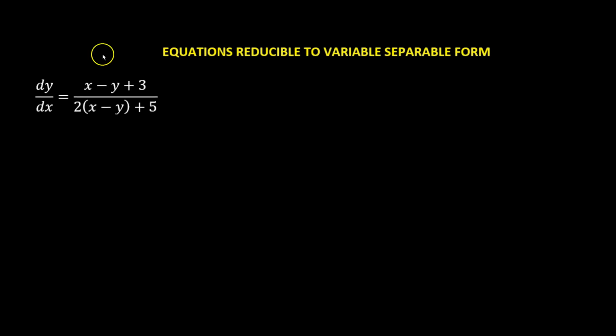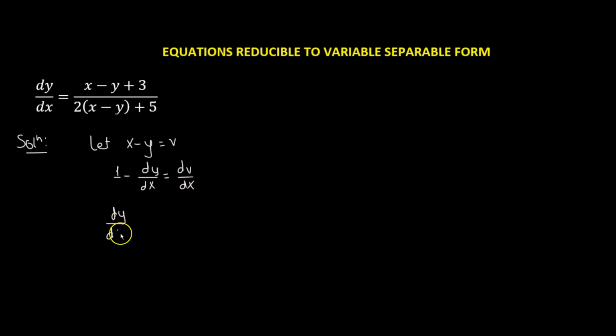We have the following differential equation and we need to reduce it to a variable separable form. So let us begin. Here we will consider x minus 1 to be equal to some variable v. Now differentiating both sides with respect to x gives us 1 minus dy over dx equals dv over dx. Solving for dy over dx, we have dy over dx equals 1 minus dv over dx.